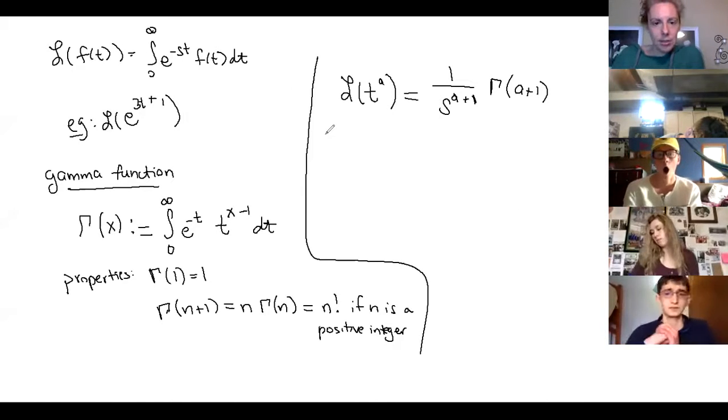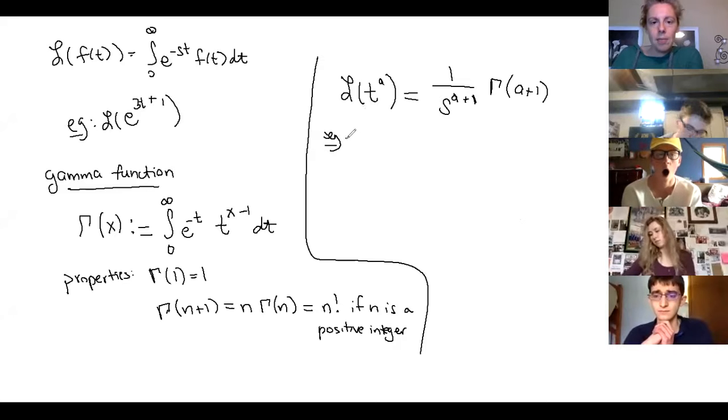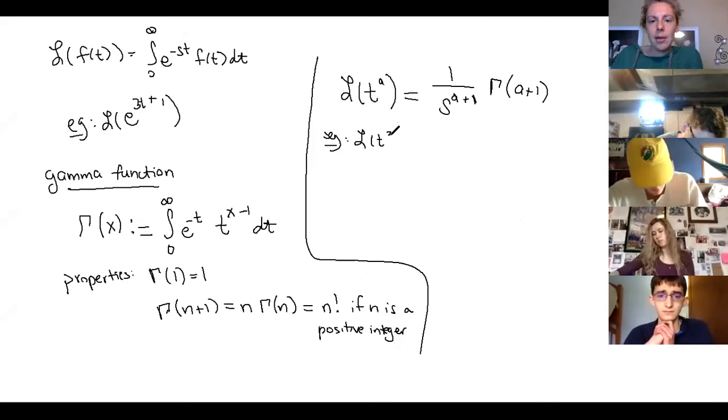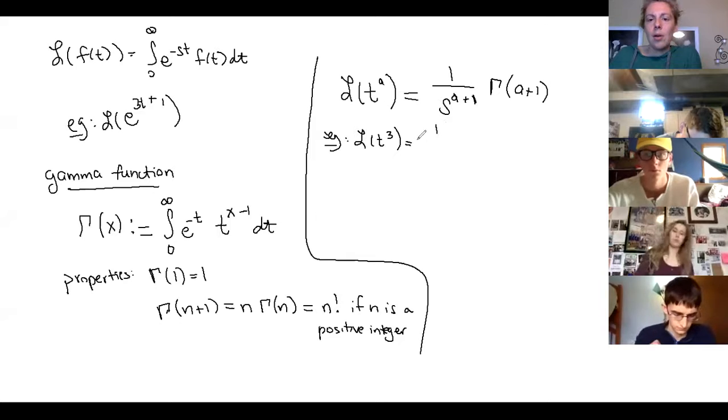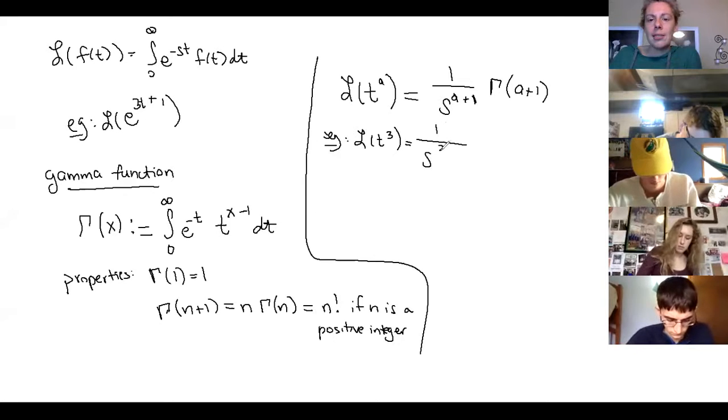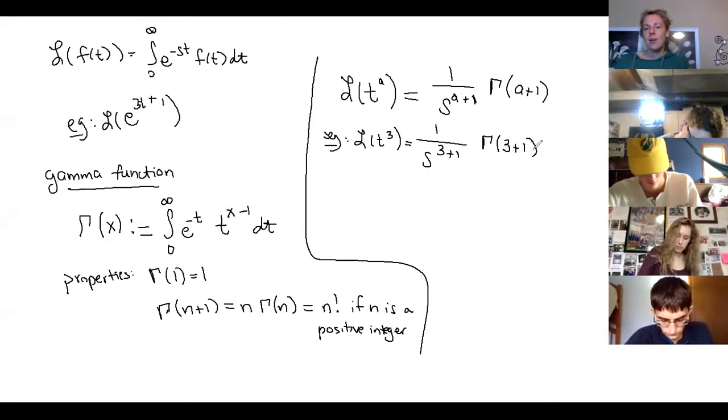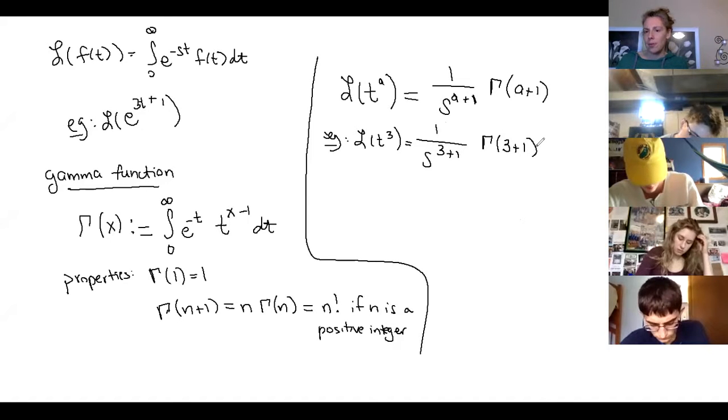So let's do an example. What's the Laplace transform of t cubed? 1 over s to the 3 plus 1 times gamma of 3 plus 1. Do we see where that's coming from? A is equal to 3 in this case. So we've got 1 over s to the 3 plus 1, gamma of 3 plus 1.